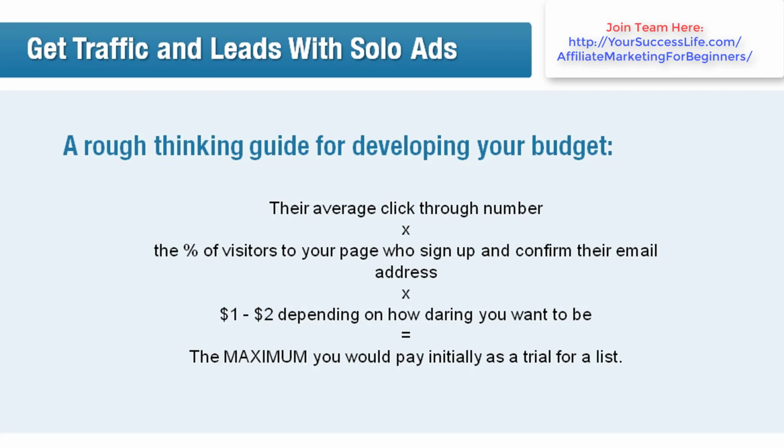So let's say that you had 300 clicks and your confirmed opt-in rate is 25%, and you are doing it between $1 and $2, then you would consider a maximum amount that would lie between $75 and $150, depending on how gung-ho you wanted to go with it.